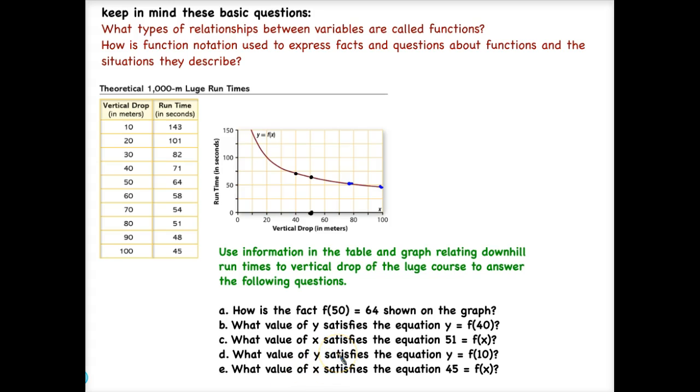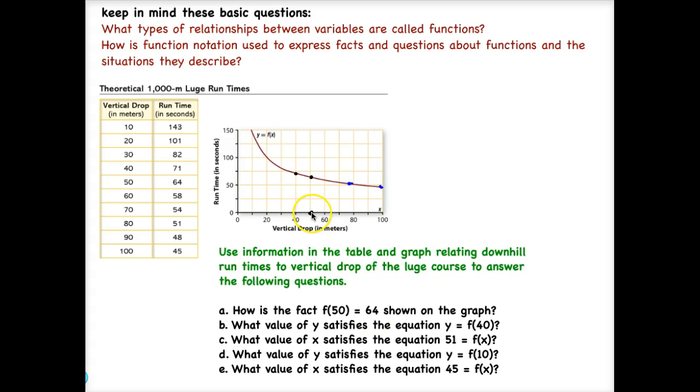Now let's answer the questions. How is the fact that f of 50 equals 64 shown on the graph? Well, what does this mean? We first need to understand function notation. This means that f of 50 equals 64. In other words, when x is 50, y is going to be 64.